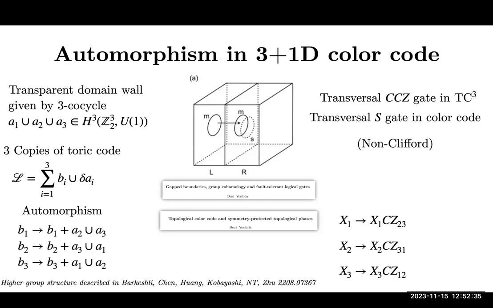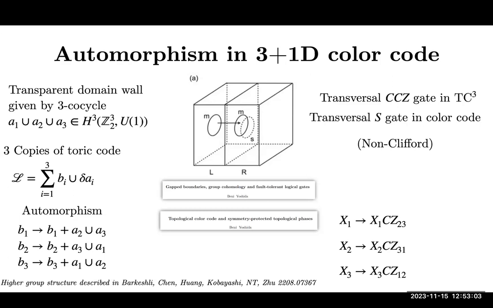It turns out that in 3 copies of the toric code, there's a so-called transversal control-Z gate, which does the following. At the level of the logicals, you can think of the X logicals as a membrane in the toric code. After you apply this control-Z gate, X1 will become X1 times control-Z2, and similarly for the other two.